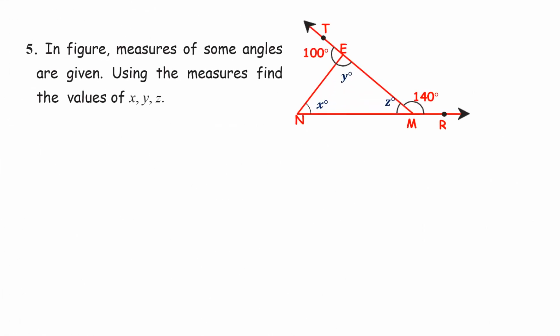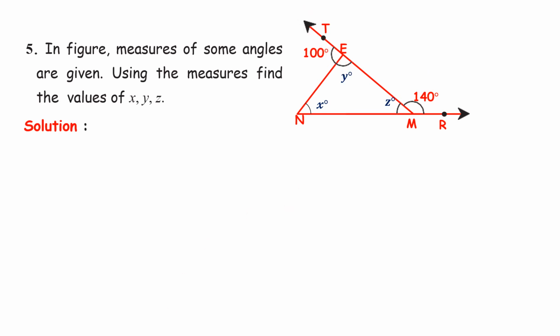Fifth example. In the figure, the measures of some angles are given. That is, this is 100 degree, 140 degree. Using the measures, find the values of x, y and z. Solution.